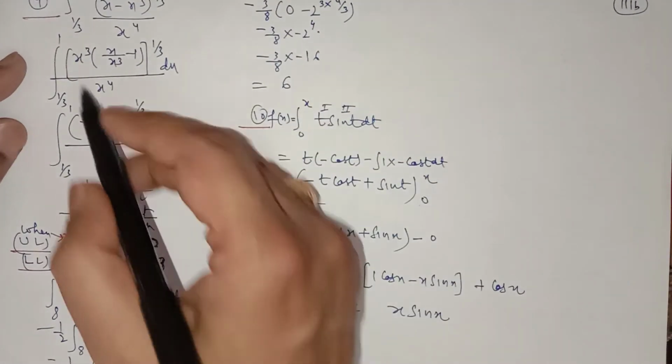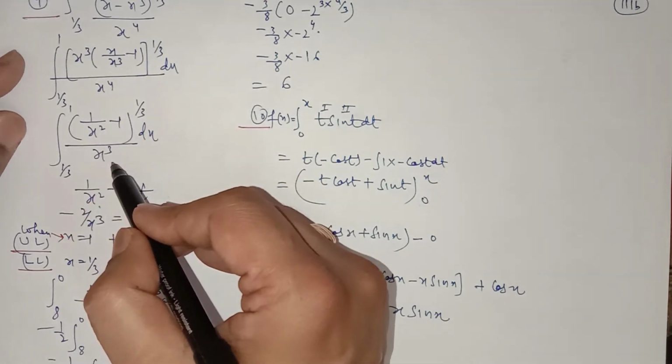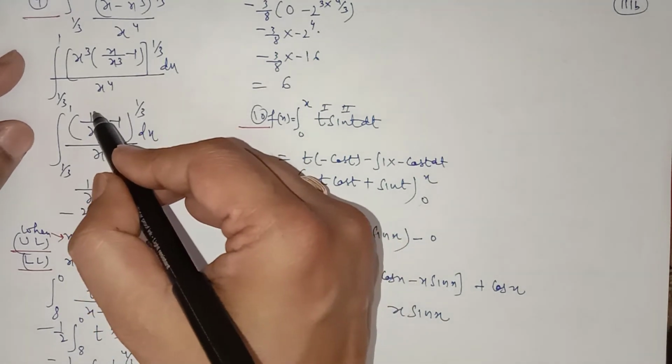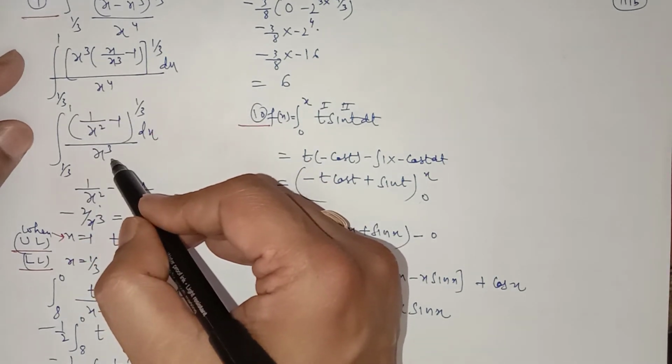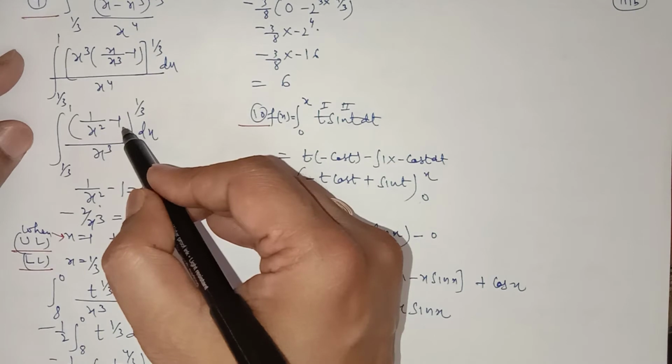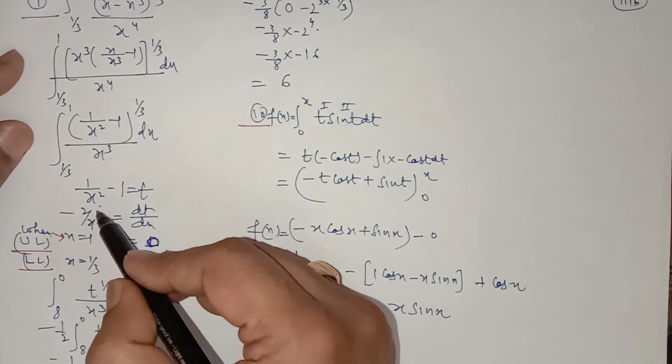See it very carefully. x, cancel out this x to the power 4 as x raised to power 3. Why have we let it? Because the derivative of 1 upon x square minus 1 will be equal to this x cube. It will be cancelled out. So let 1 upon x square minus 1 be equal to t. So dt upon dx comes out to be minus 2 upon x cube.